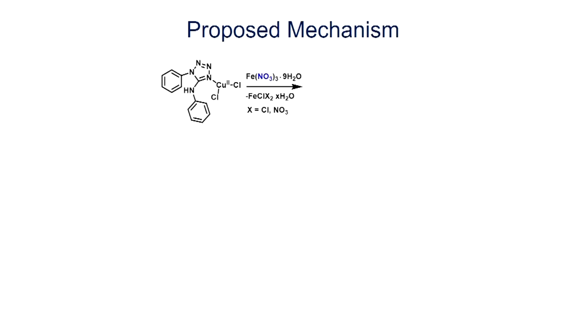So the mechanism of the reaction is shown here. What happens first is the substrate, the lone pair of the nitrogen makes chelation with the copper(II) chloride, which then undergoes reaction with the Fe(NO3)3 through ligand exchange, and you can get this intermediate to transfer the nitro group.